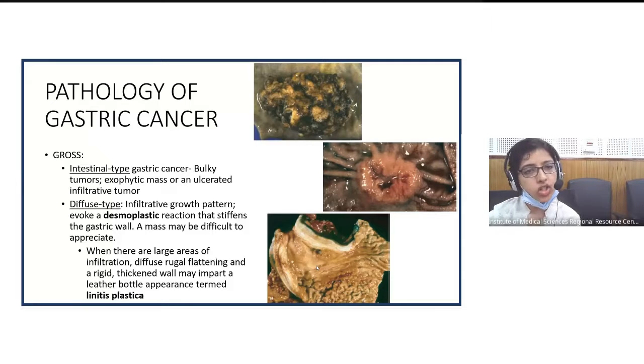Now we come to the pathology of gastric cancers. When we look at the gross image of a specimen that has been dissected for gastric carcinoma, the gross morphology is different for intestinal type and diffuse type gastric cancers. The intestinal type of gastric cancers usually form bulky exophytic masses. They protrude above the surface, while the diffuse type of gastric cancers can present as ulcers.